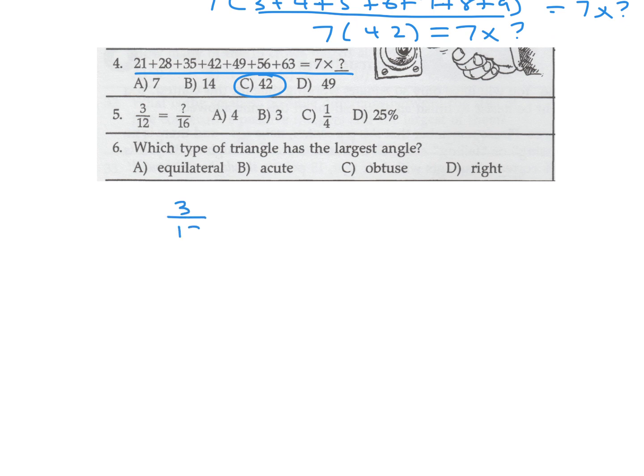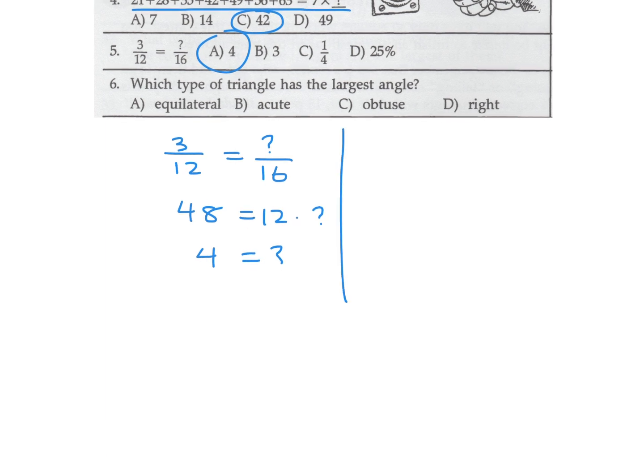3 over 12 is equal to question mark over 16. Okay, cross multiply. That'll be 48 is equal to 12 times the question mark. And then the question mark, therefore, would be 48 divided by 12, which is 4. So number 5, the answer is A.